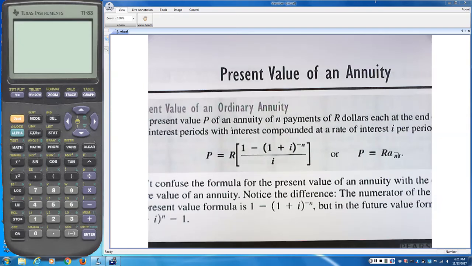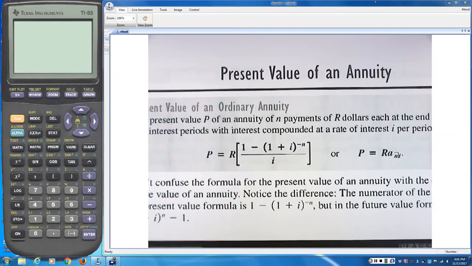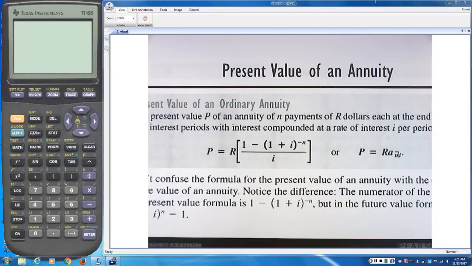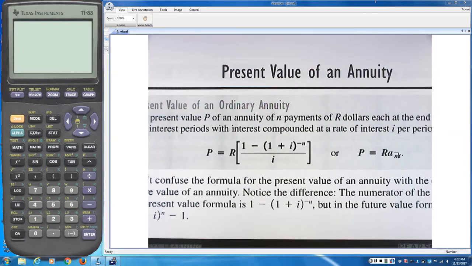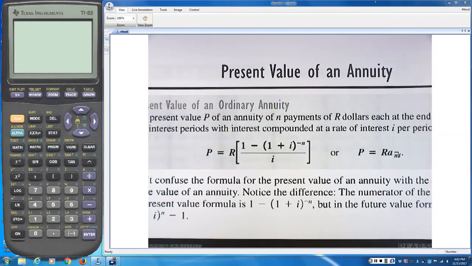So the first thing we're going to talk about is the present value of an ordinary annuity, which the formula looks like this, but as we've done through the whole thing, it's not something we're going to do with a formula. You don't need to use the formulas. We're going to use it with the TVM solver.